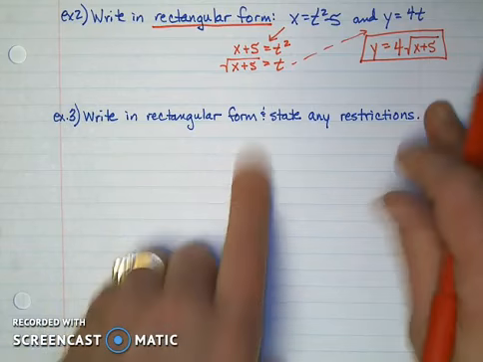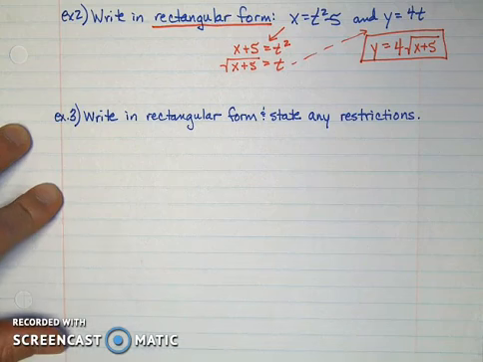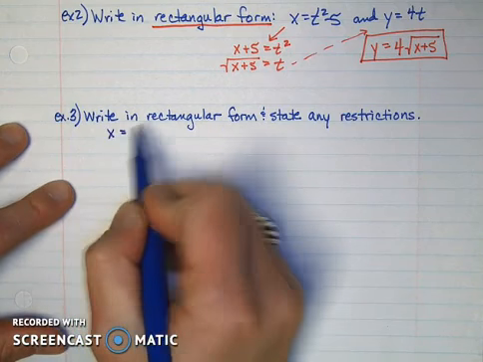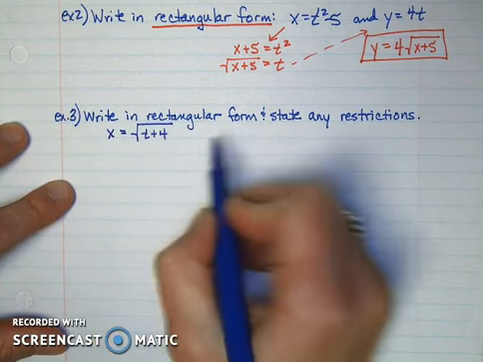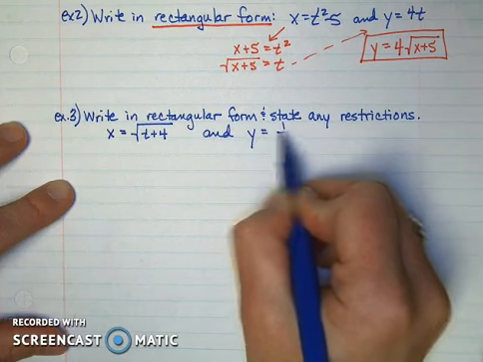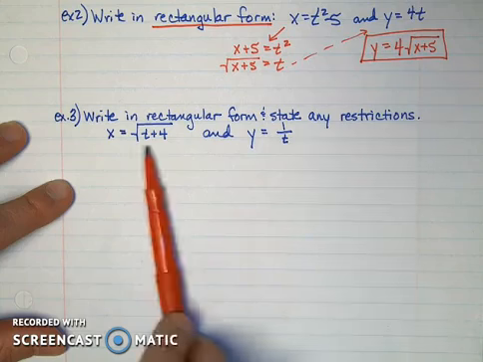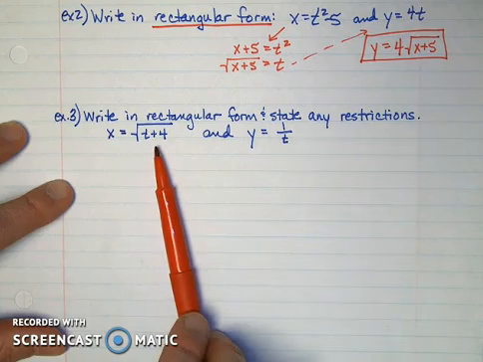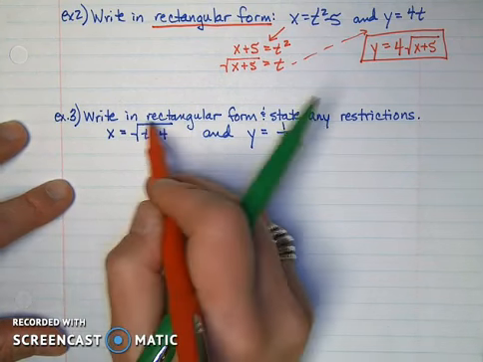Let's try another one. I would like you to write the following in rectangular form: x equals the square root of t plus 4 and the parametric equation of y equals 1 over t. You will have to state some restrictions because you have a square root, and very often that will restrict your graph. So let's go ahead and try to eliminate the parameter. Again, we just want rectangular form.